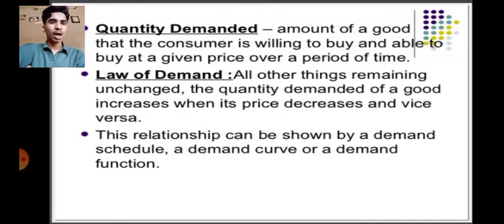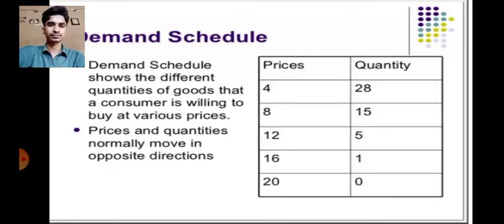Quantity demanded: the amount of a good that a consumer is willing and able to buy at a given price over a period of time. Law of demand: all other things remaining unchanged, the quantity demanded of a good increases when its price decreases and vice versa. This relationship can be shown by a demand schedule, a demand curve, or a demand function.